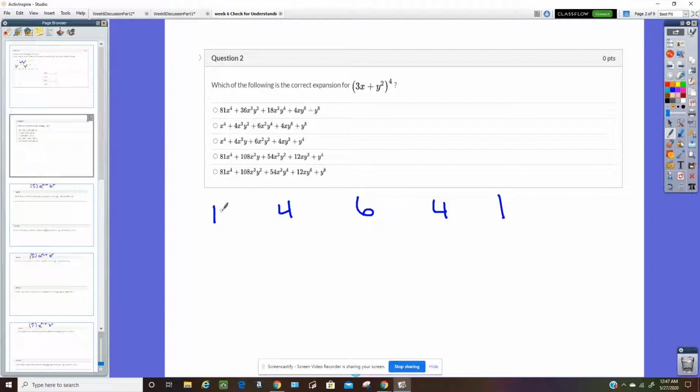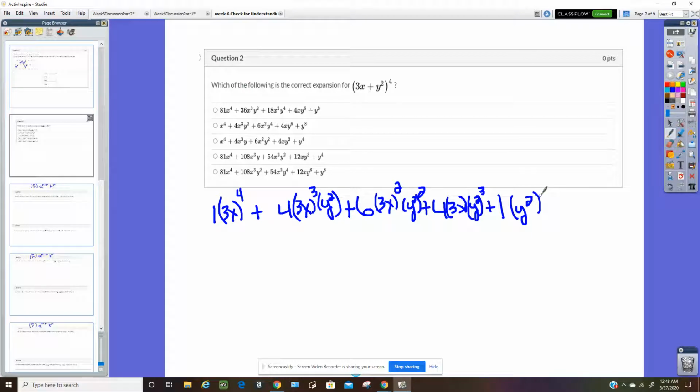All right, so I'm going to do 1 times (3x) to the 4th power, and then y squared to the 0, and then plus 4 times (3x) cubed, and then y squared to the 1st, and then plus 6 times (3x) squared, and then y squared squared, and then plus 4 times 3x to the 1st, y squared to the 3rd, and then plus y squared to the 4th power.